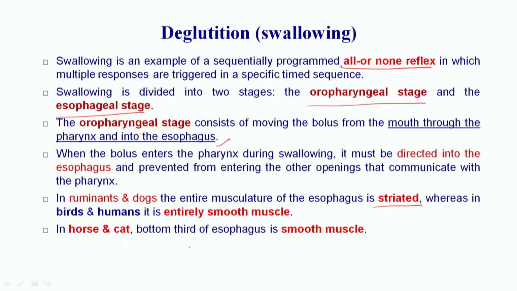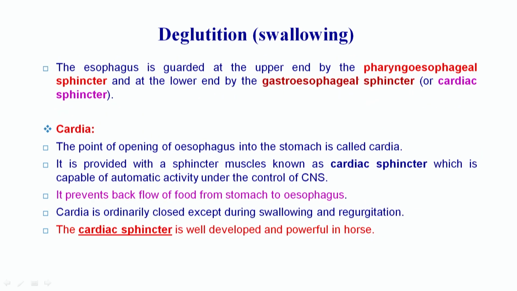In horse and cat, the bottom third of the esophagus is smooth muscle. The esophagus is guarded at the upper end by the pharyngoesophageal sphincter, and at the lower end by the gastroesophageal sphincter, also called the cardiac sphincter, because the portion of the stomach where the esophagus enters is known as the cardia.